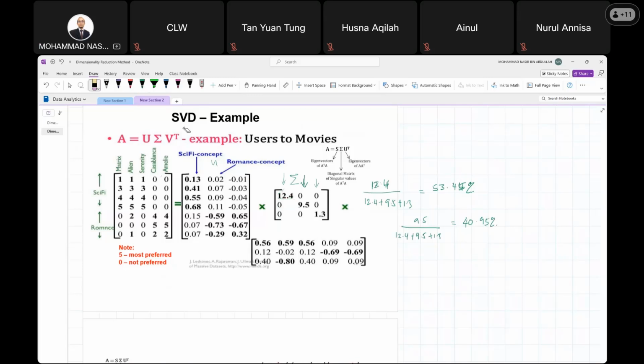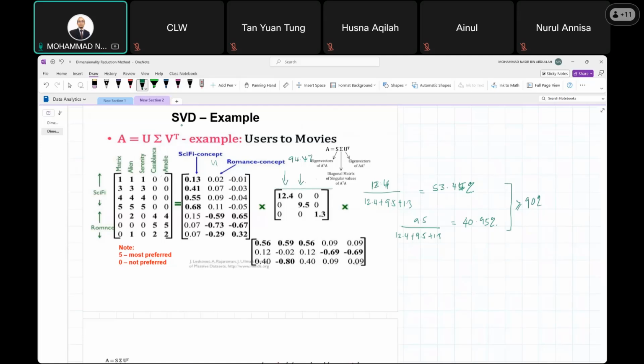So how many components to retain? It should be a total of at least 80%, or 90%, sorry, 90%. So if you combine these two components, it will accumulate to 93.45 plus 40.95. So it should be 94.4%. So if you take everything, it will consist of 100%.